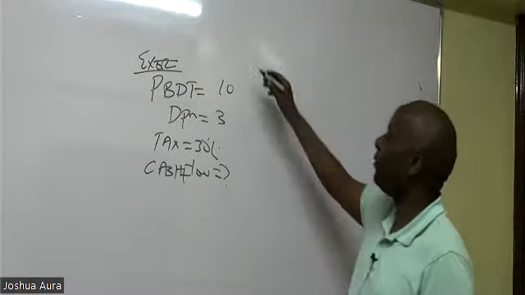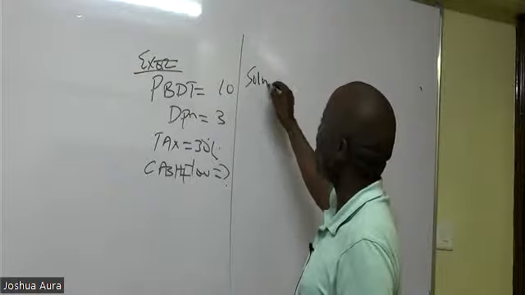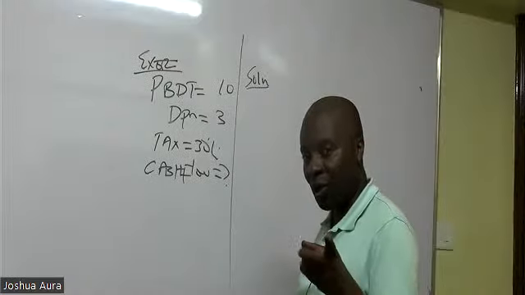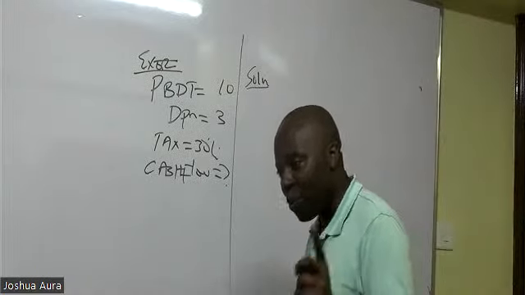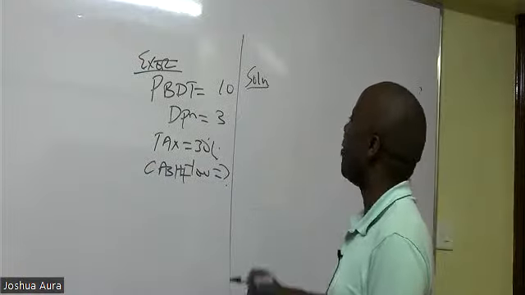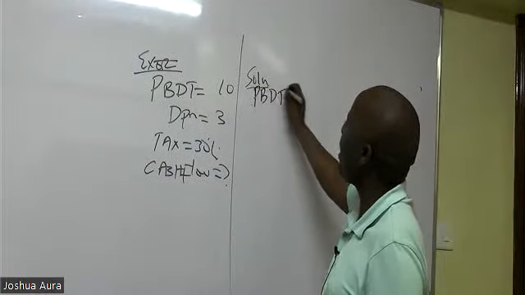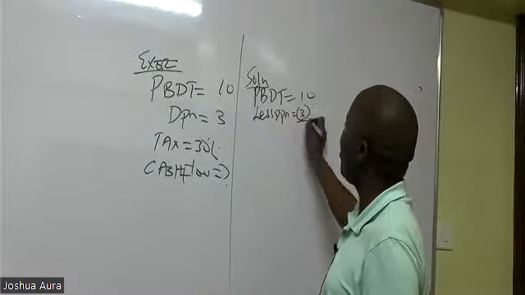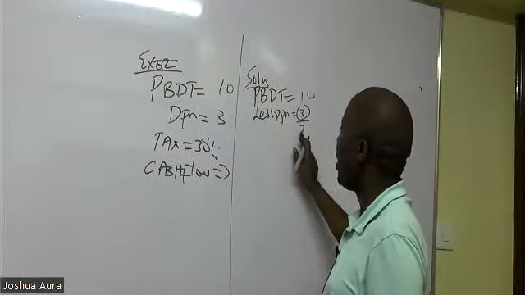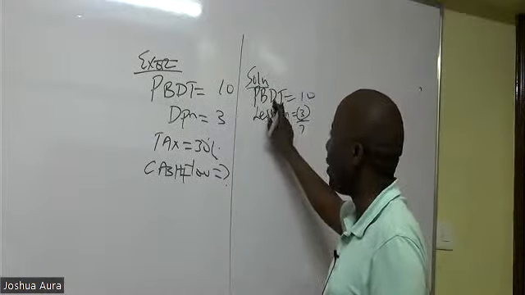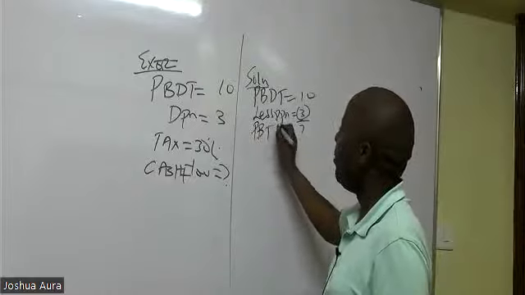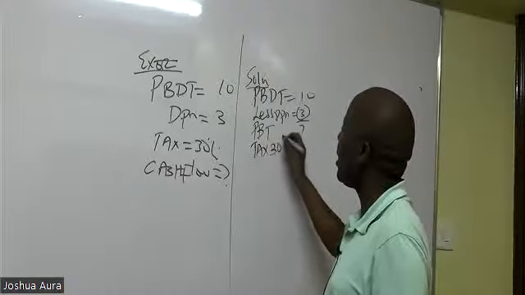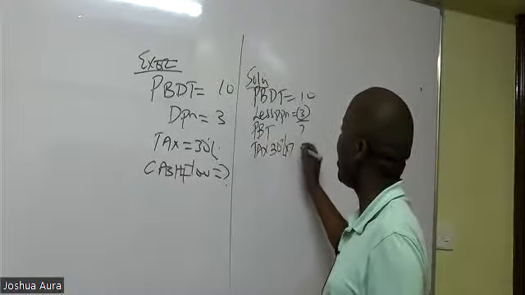Great. So solution. What I'll do, because they want me to get cash flow, I have to endeavor to get profit after tax. So it is profit before depreciation and tax of 10. We say less depreciation of 3, which will end up giving me 7. This will be profit before tax, which is 7. So please go ahead and tax. Tax is 30%. 30% of 7 is 2.1.